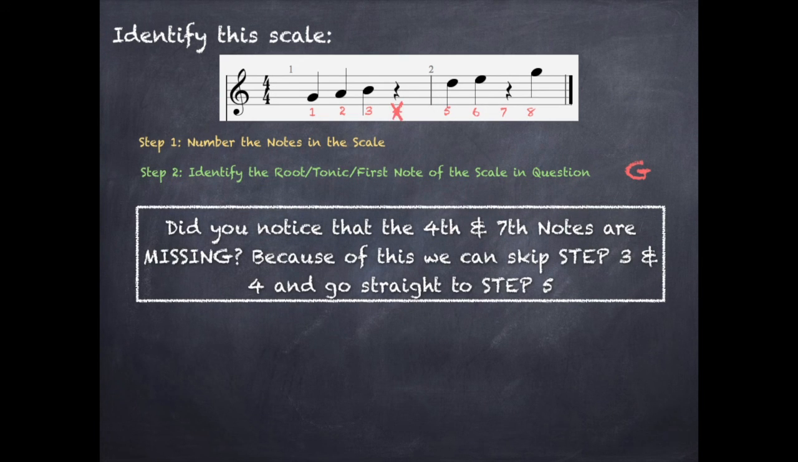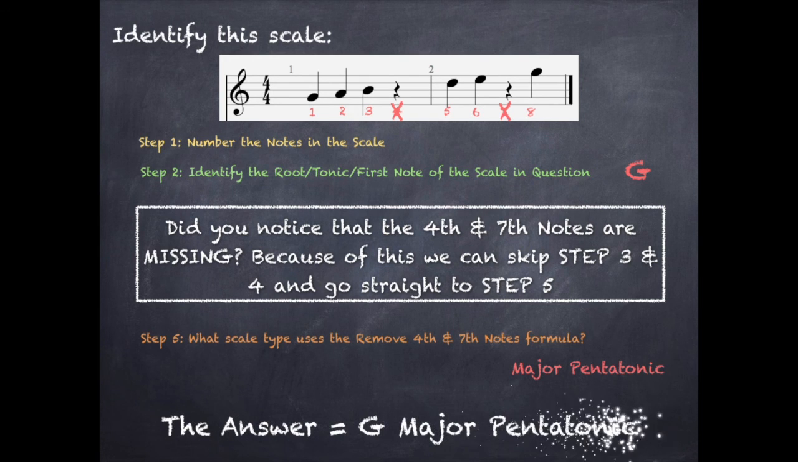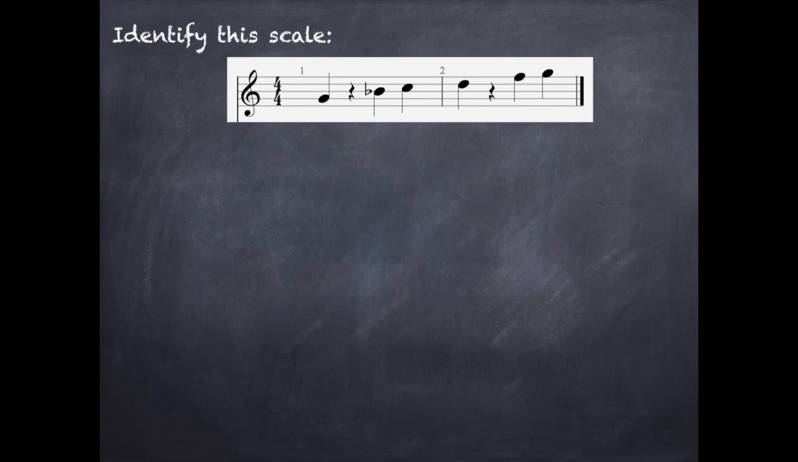Now, let's go back to the 4th and 7th notes that are missing. The fact that these 2 notes are missing from the scale can actually help us to easily identify it. Because of this, we can actually skip step 3 and step 4 and go straight to step 5. So, what scale type uses the remove the 4th and 7th notes formula? It's a major pentatonic. So, when we combine steps 2 and 5 together, we get our answer, which is a G major pentatonic.